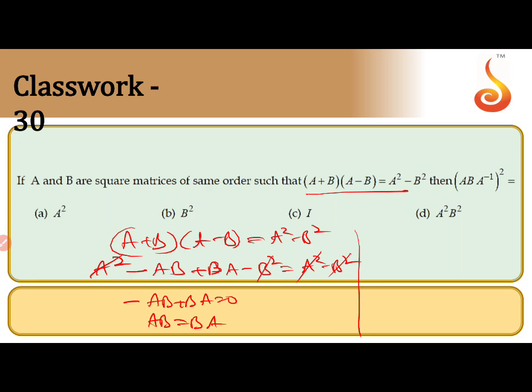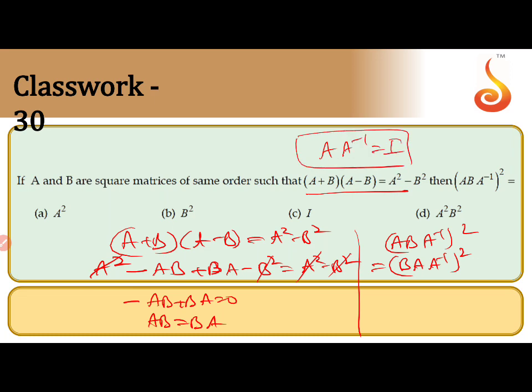So substitute AB equal to BA in the given question. What is given? (AB into A inverse) whole square. AB is BA, so BA into A inverse whole square. But you have the property A into A inverse is the identity matrix, the product of a matrix and its inverse is I. So that is nothing but (BI) whole square. BI is again B, since the product of a matrix and the identity matrix is always the given matrix only. So B square is the answer.